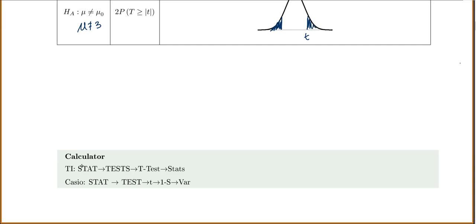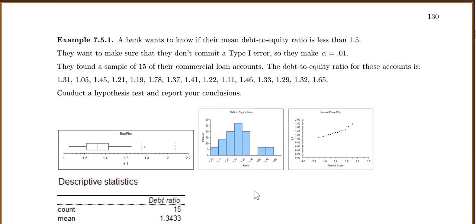Now we're actually going to do this test in our calculator instead of doing it by hand. So you'll just be looking for your test options. You want a t-test, which on the TI is T-Test. On the Casio it's just t. And then you have to choose 1-sample for one sample. Okay, so let's try it.